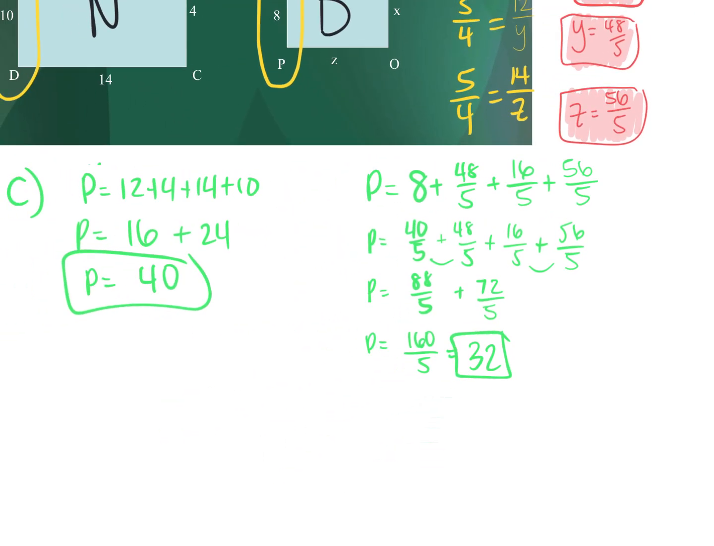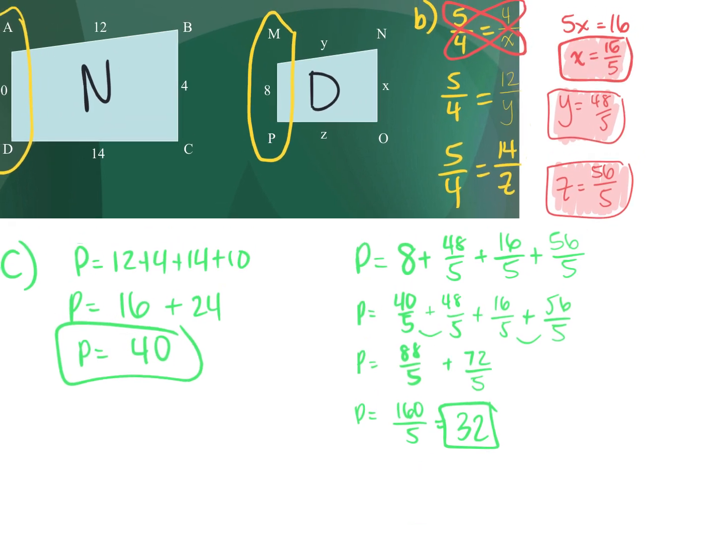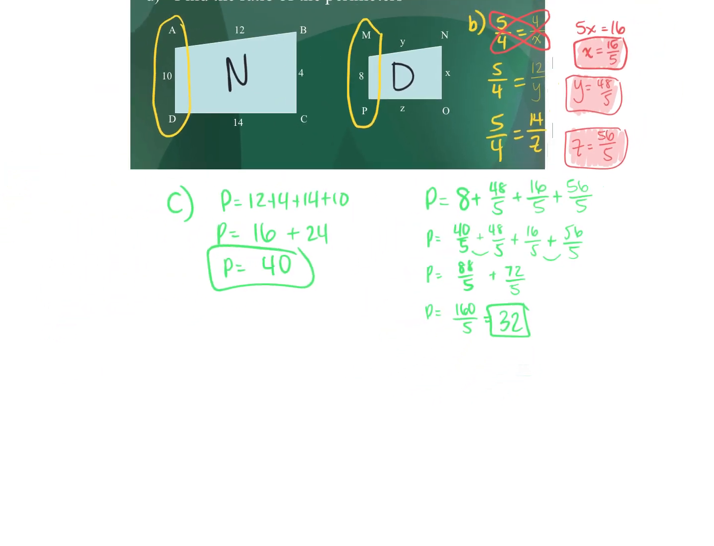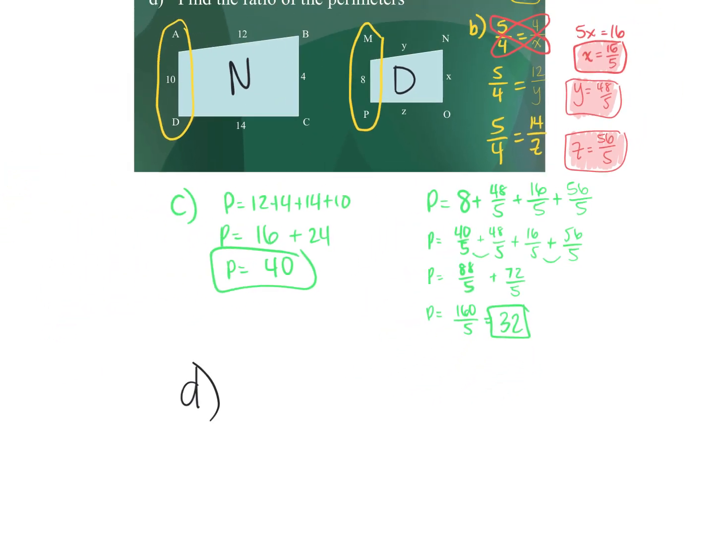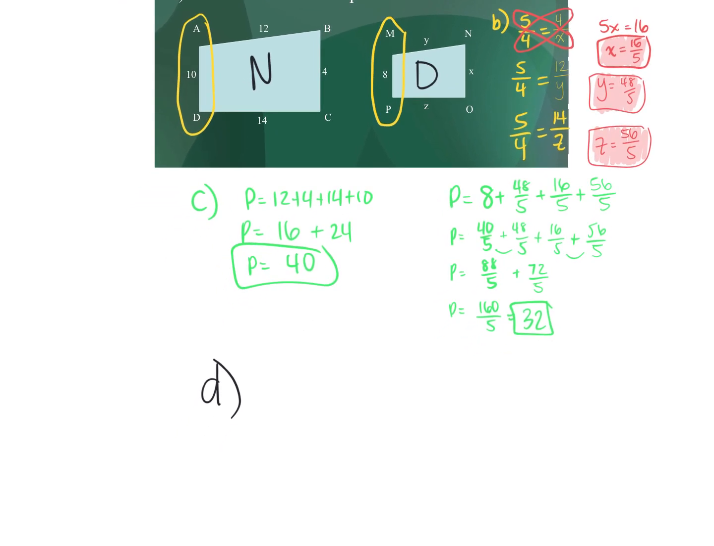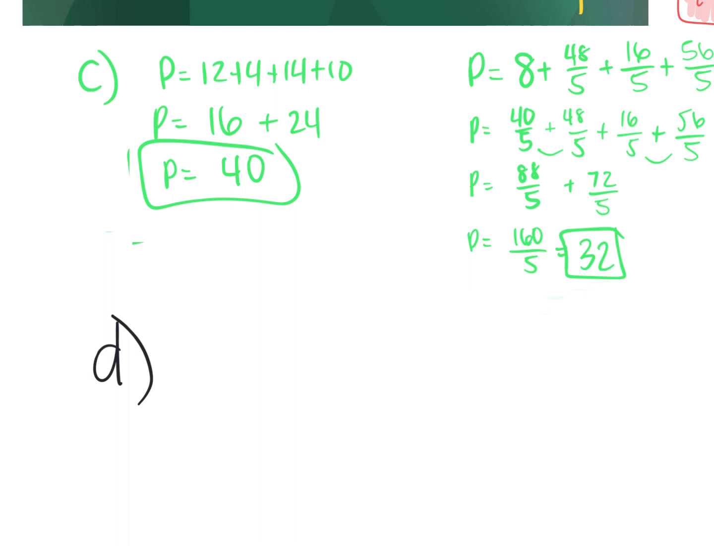Okay, so my perimeter of ABC was 40, and my perimeter of MNOP was 32. The last part of this example, in letter D, says find the ratio of the perimeters. What's a ratio again? A fraction. Now, which one goes in the numerator? The 40. Why does the 40 have to be my numerator?